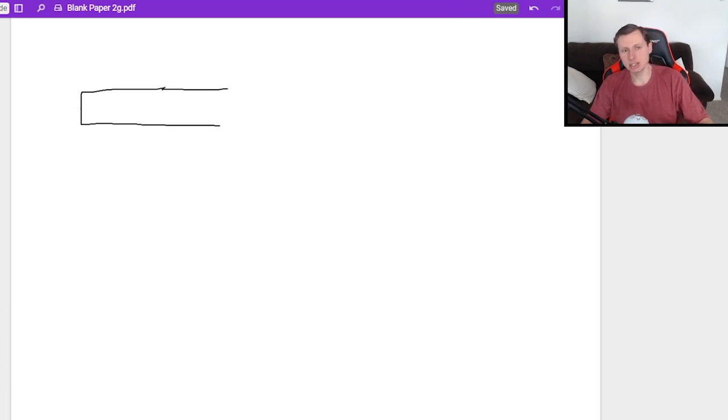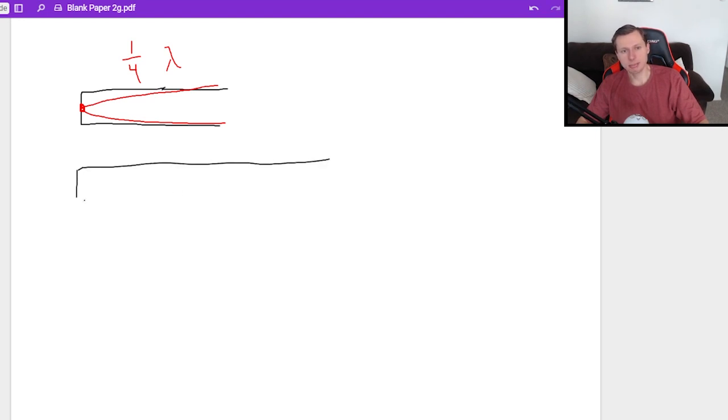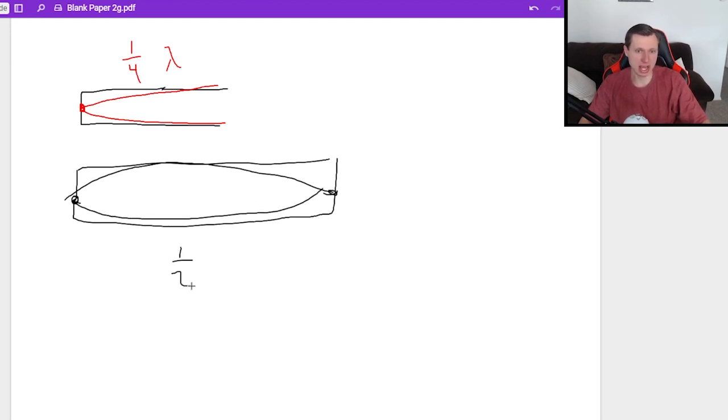And that's because if you think about it, this is not half a wavelength. This is actually a quarter of a wavelength. Why a quarter? Because as we said before, in the both ends closed case, this right here was half a wavelength. This was half a wavelength. And this is half of a half, which makes it a quarter. So that's why that's a quarter of a wavelength.